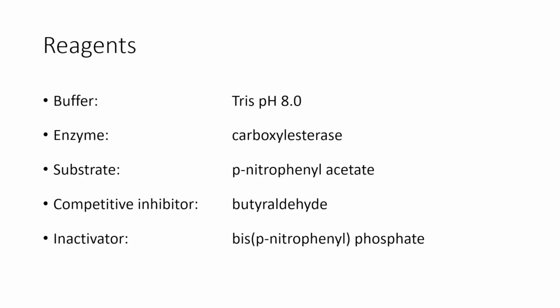So let's look at the different reagents that we're going to use during our experiment. First we'll use a buffer. For our buffer we're going to use Tris, and this is to help keep everything at a constant pH of 8. We are also going to use our enzyme, carboxyl esterase, which is going to catalyze the reaction that we're monitoring. We also have our substrate, which is p-nitrophenyl acetate, our competitive inhibitor, which is butyraldehyde, and our inactivator, which is bis-p-nitrophenyl phosphate.